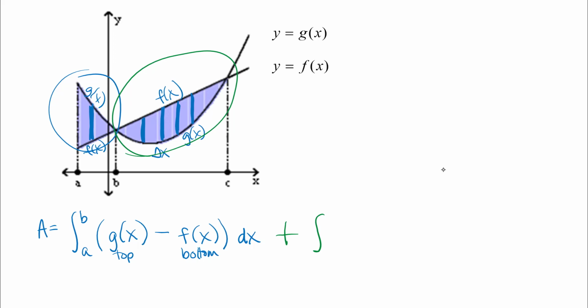So for the right region, that goes from x equals b to x equals c. And on that part of the graph, my f of x function is on top and my g of x function is on bottom. Okay, and you should be saying, oh, don't forget the dx, right? Don't forget the dx there at the end.